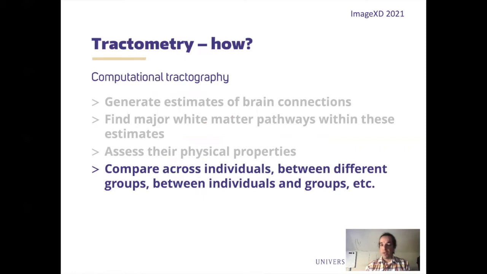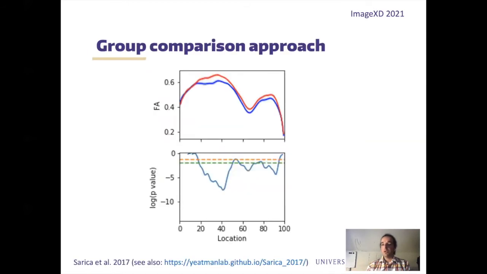Finally, we can use this information to compare across individuals, between different groups, between individuals and groups, and so on. One approach that we can take to that is the group comparison approach. Here, for example, is the track profile from a group of patients with amyotrophic lateral sclerosis, or ALS, depicted here in blue, and a group of matched controls in red. And this is the fractional anisotropy measured along the corticospinal tract.